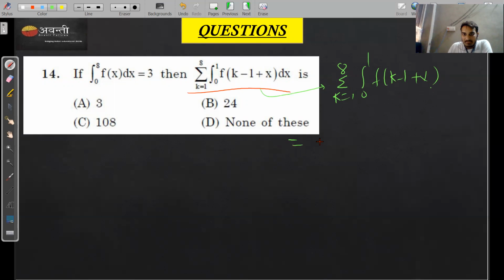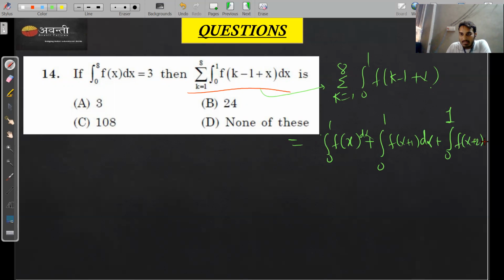So what is this? Start putting k value from 1 to 8. So this is integral 0 to 1 f of x. Now put k equal to 2. So k equal to 2, 0 to 1 f of x plus 1 dx. Here also dx, don't get confused. Okay. Again, put k equal to 3, f of x plus 2 dx. And up to k equal to finally 8, f of x plus 7, right? So this thing is given, right? We have to find the answer of this.